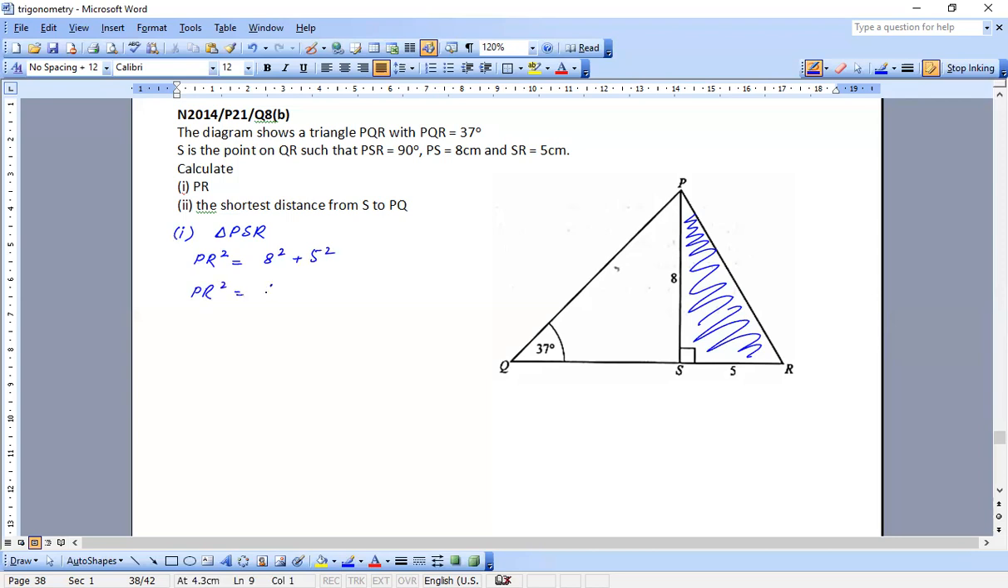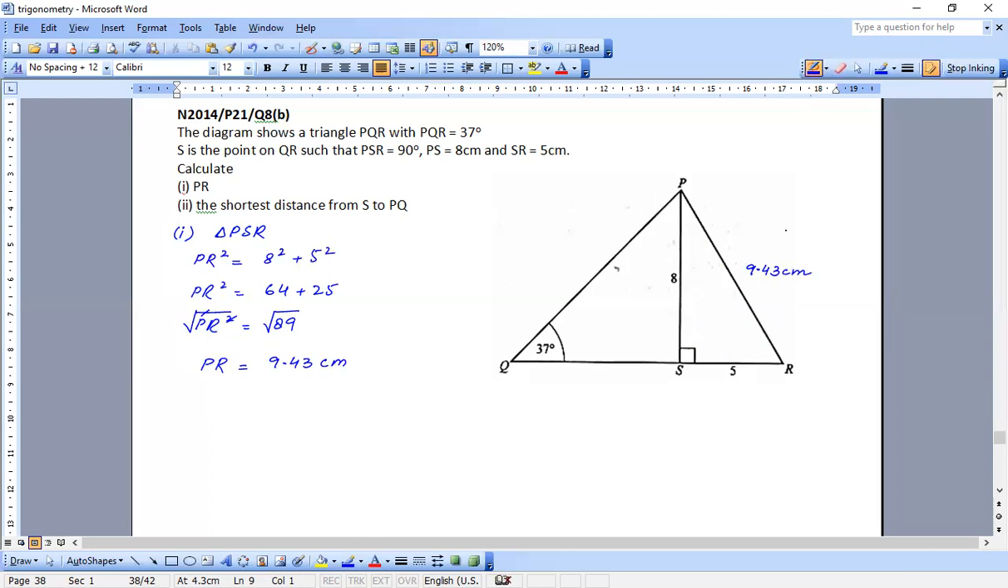PR square is going to be 64 plus 25, which is PR square is equal to 89. In order to find out PR, we'll take a square root on both the sides. So this square cancels this square root. PR equals the square root of 89, which is 9.43. This is going to be 9.43 centimeter. So this length over here has become 9.43 centimeter. This is part one.